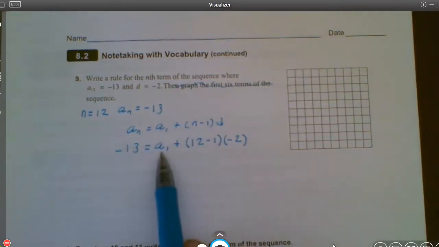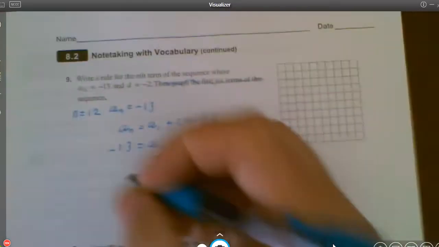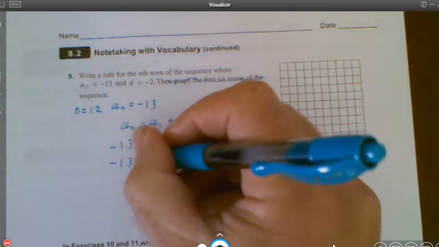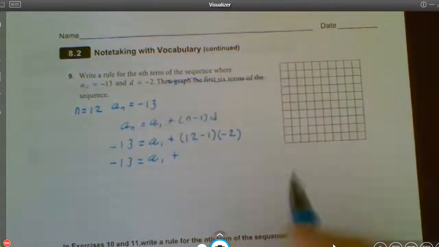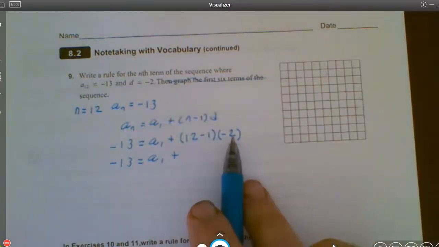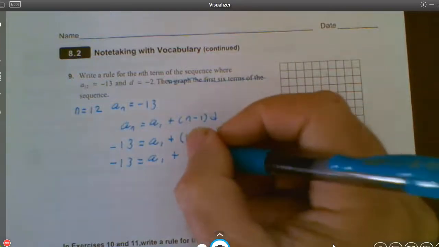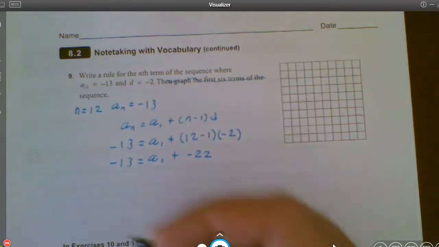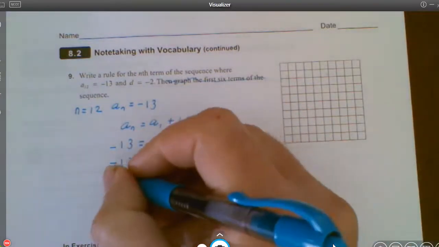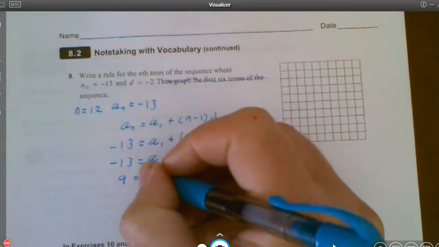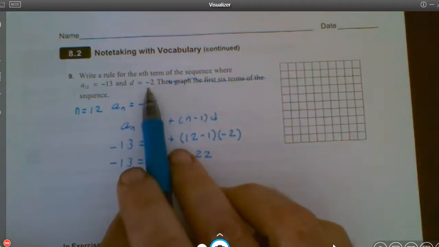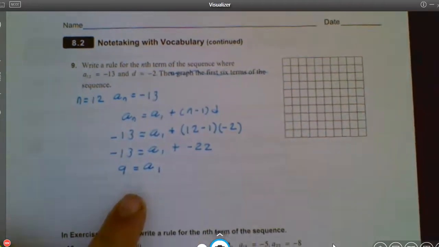All I have to do is get this guy by itself, and I will know my first term. So let me do that real quick. Right here I'm looking at 11 times -2. So if I add the 22 over to the other side, then I know that my first term is 9. So I know my first term, I know my common difference. Those are the two things you need to write a rule.